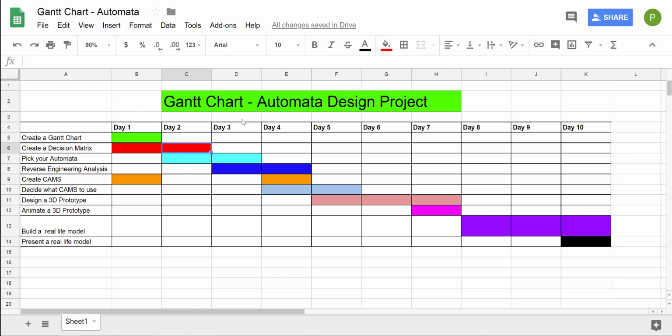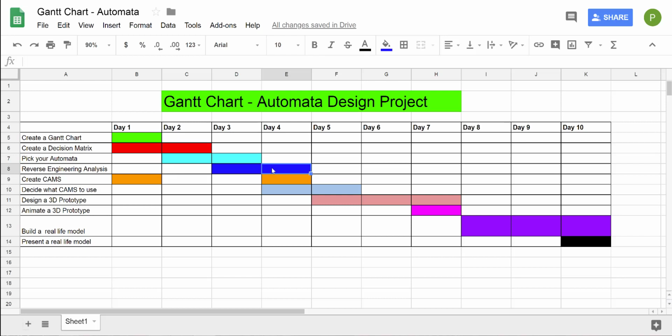On day three, after you've picked that automata, we're going to do what is known as a reverse engineering analysis. Just because you found one online that you like or have an idea of how it works, we need to sit down with that project and take it apart. What is important? How are you going to build it? What is it made of? Why is it made of that? What cams are you going to use? All that is going to be part of the reverse engineering analysis, and that's going to give you a really clear idea of what you're going to need to do to finish off this project.